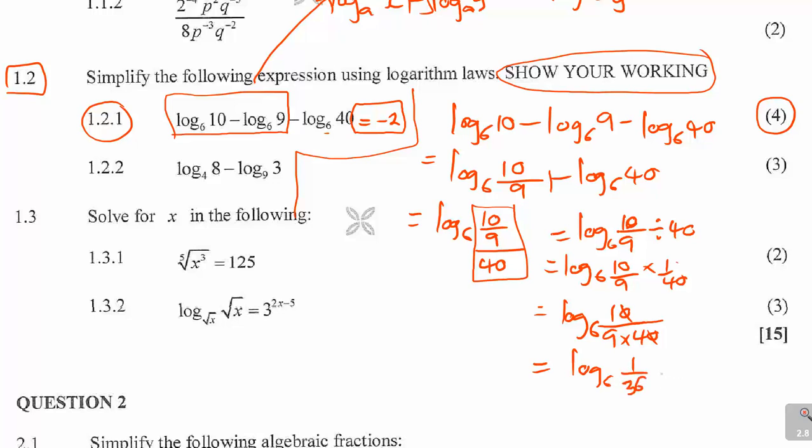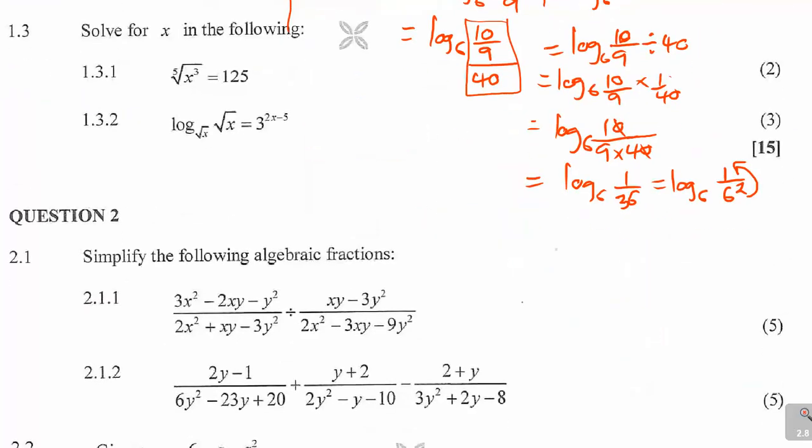Now what is 36? It is 6 squared, which is log in base 6 of 1 over 6 squared. Now you need to use exponents to take this to the top, and when you do that, it will give you log in base 6 of 6 to the power negative 2. Remember, exponents, when you take this positive 2 to the top, it becomes negative 2.